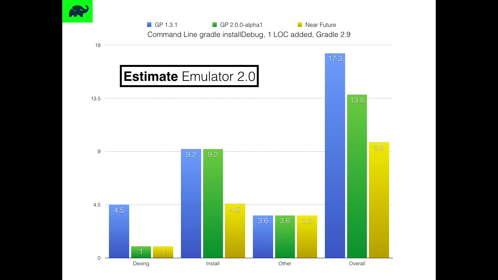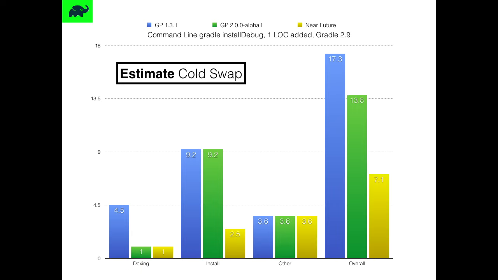So I expect that Emulator 2.0 will cut the install time by 2, which has a strong effect on your overall build time. And I expect the cold swap to cut it basically by 75%. And then it gets really interesting. A pre-commit build gets down from 17 seconds to 7 seconds.